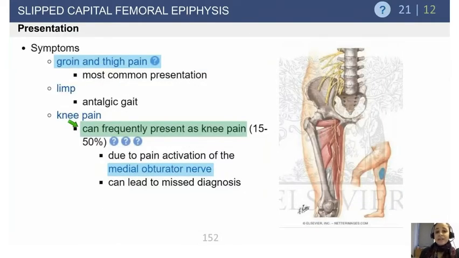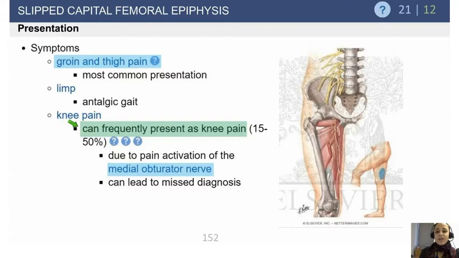Patients typically will present with groin pain. Approximately 50% of patients will present with pain around their hip, either in the groin or greater trochanter, and about 25% can present with knee pain. And scarily, about 8 to 10% can present with a relatively painless limp.